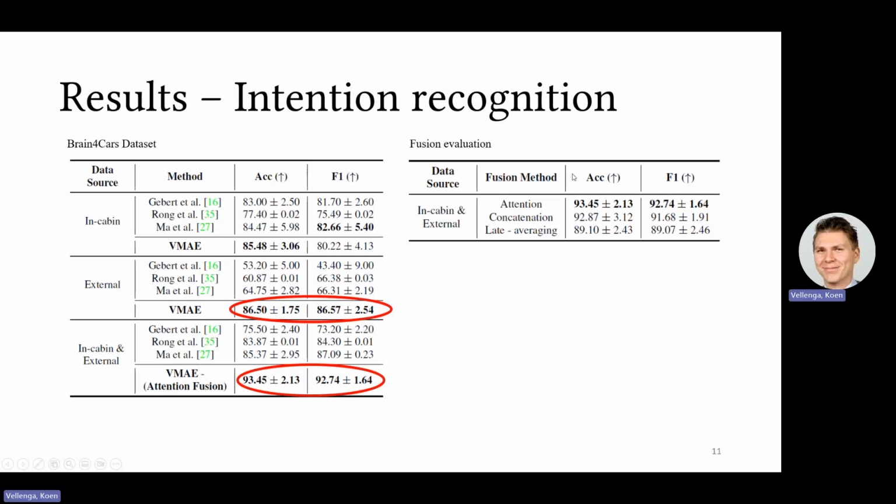Interestingly, the fusion method we applied here was an intermediate attention fusion mechanism, whereas the concatenation is quite indistinguishable in whether it's better or not. But the late averaging approach, which was, for example, also used by Rohn and Gebert, didn't yield the same performance. So there was also quite some improvement there based on the fusion mechanism.